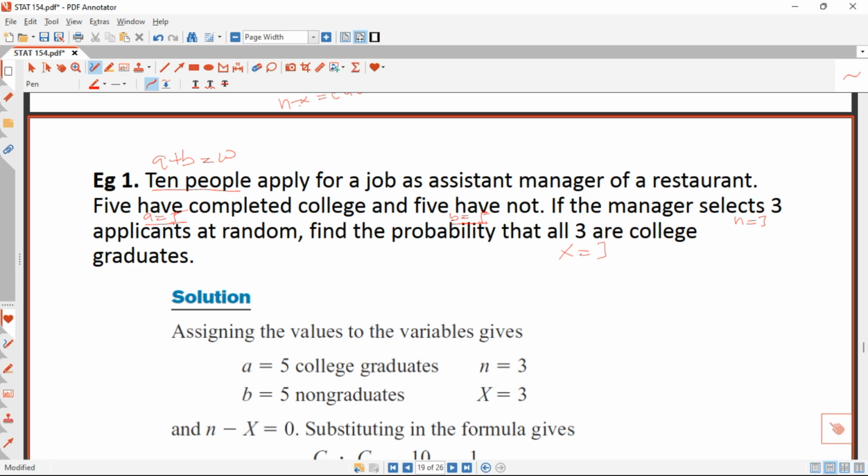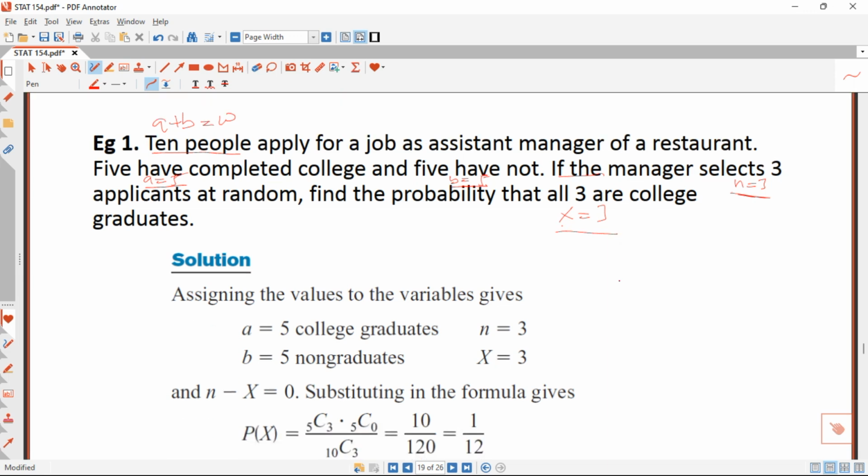And then let's continue. If the manager selected 3 applicants at random, so here our n will be those who are selected at random. It's telling us to find the probability that all are college graduates, so our x is given as 3. So at the end of the day, you could see that the slide has explained it simply for us.